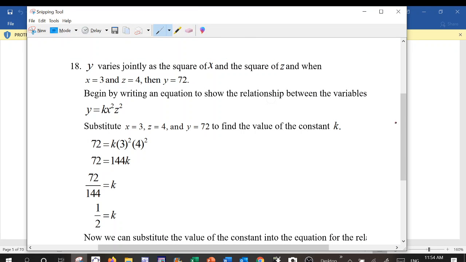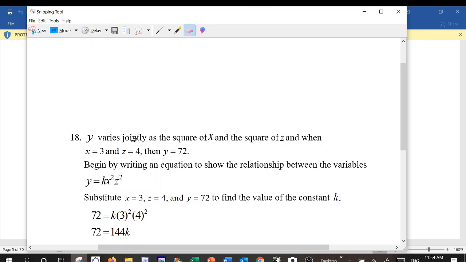So again, here y varies jointly as the square of x and the square of z. So it varies jointly as the square of x and the square of z. There, that means there is a k multiplied by that. Now we are told that when x is 3, z is 4, y is 72.